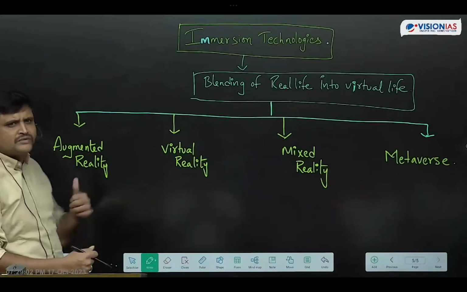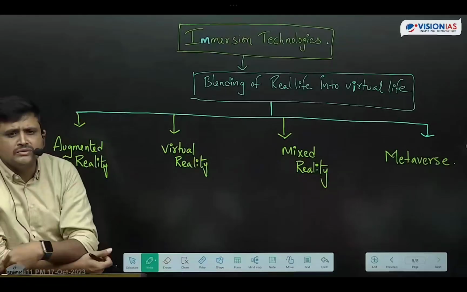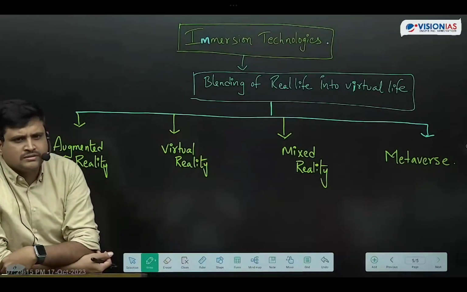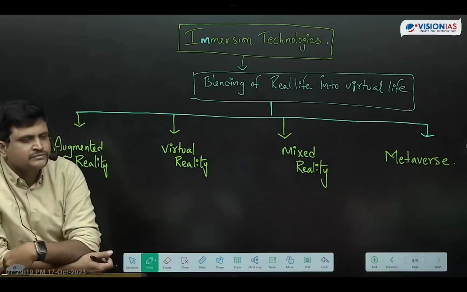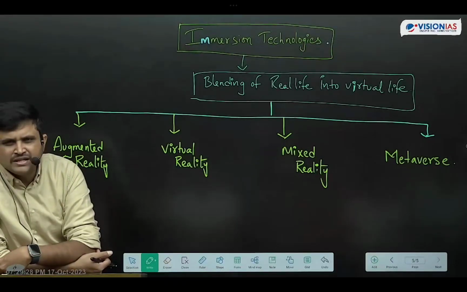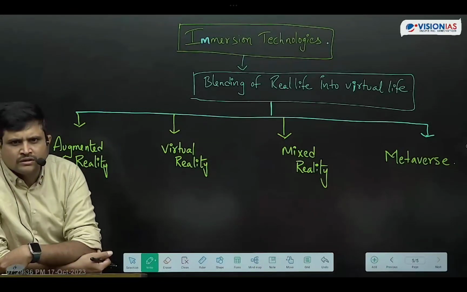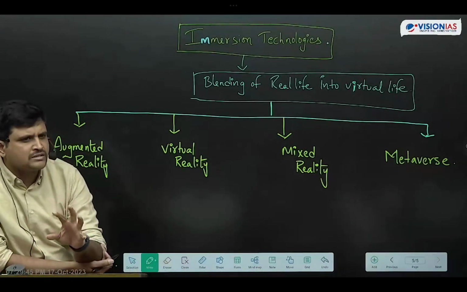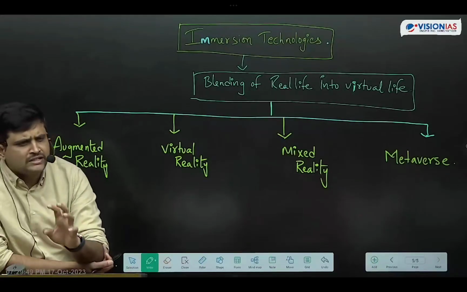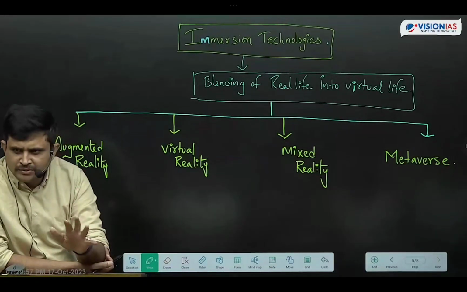That means whatever real things are happening, we bring this reality into the virtual life. So what does that mean? For example, have you seen the Avatar movie? Avatar 1, Avatar 2. Whatever you see on the screen, does it really exist? That means we have blended reality into virtuality, and in the form of avatars we have visualized the movie. Whatever we are seeing, the creatures or humans, nothing exists in nature in a live manner. Everything exists in the form of avatars. Are you getting my point? Hence it was named Avatar.